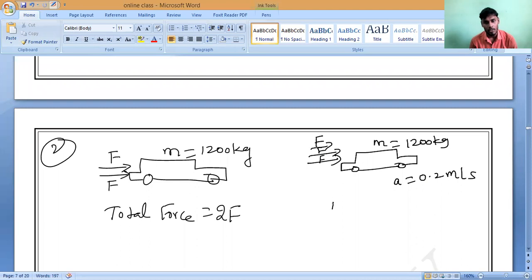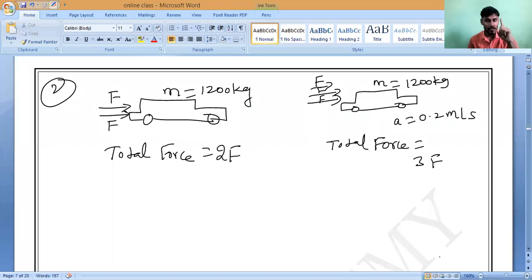What is the total force? Total force is 3F. Total force equals 3F. Now, we want the force of one person, 1F. What is the net force equal to? Can you say? Net force equals what?